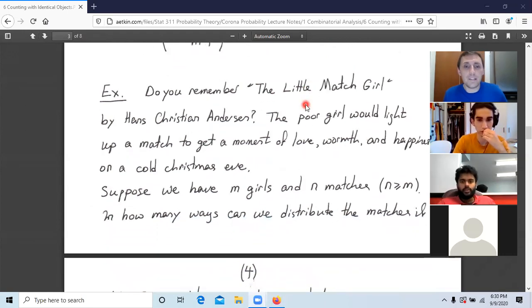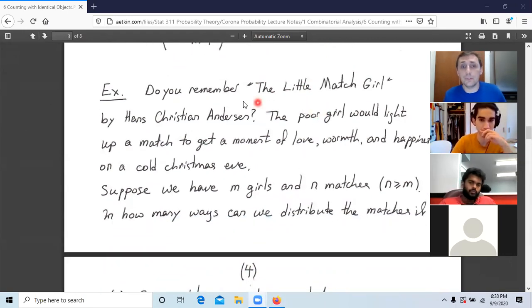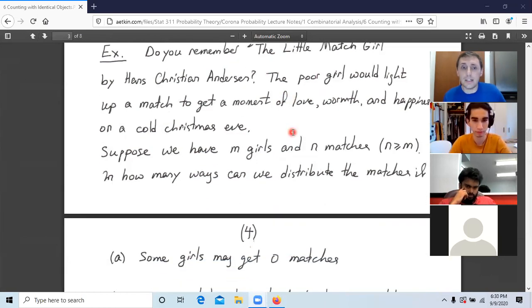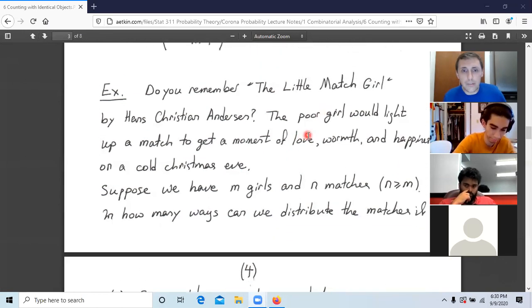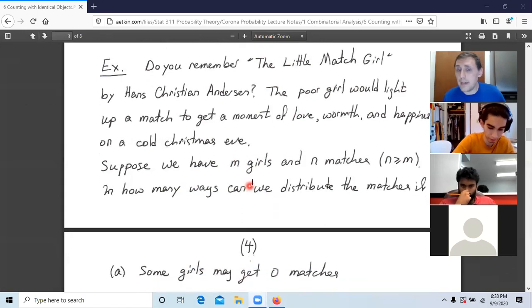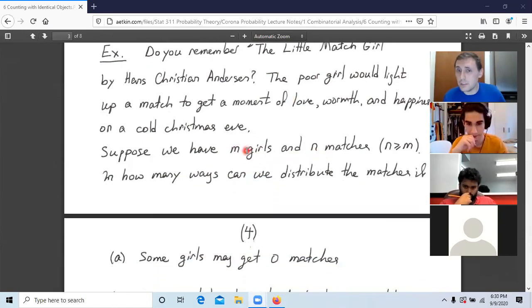So this is the situation here, right? We have this little match girl. She needed matches so that she could stay warm. So suppose that what you're trying to do is this, right? You have m girls and n matches. Make sense? M little girls, and I'm assuming that little girls for you are distinguishable objects, right? Sometimes they're not, right? But matches are not distinguishable objects. So the question is, how many ways can you donate n matches to m little girls that need it?